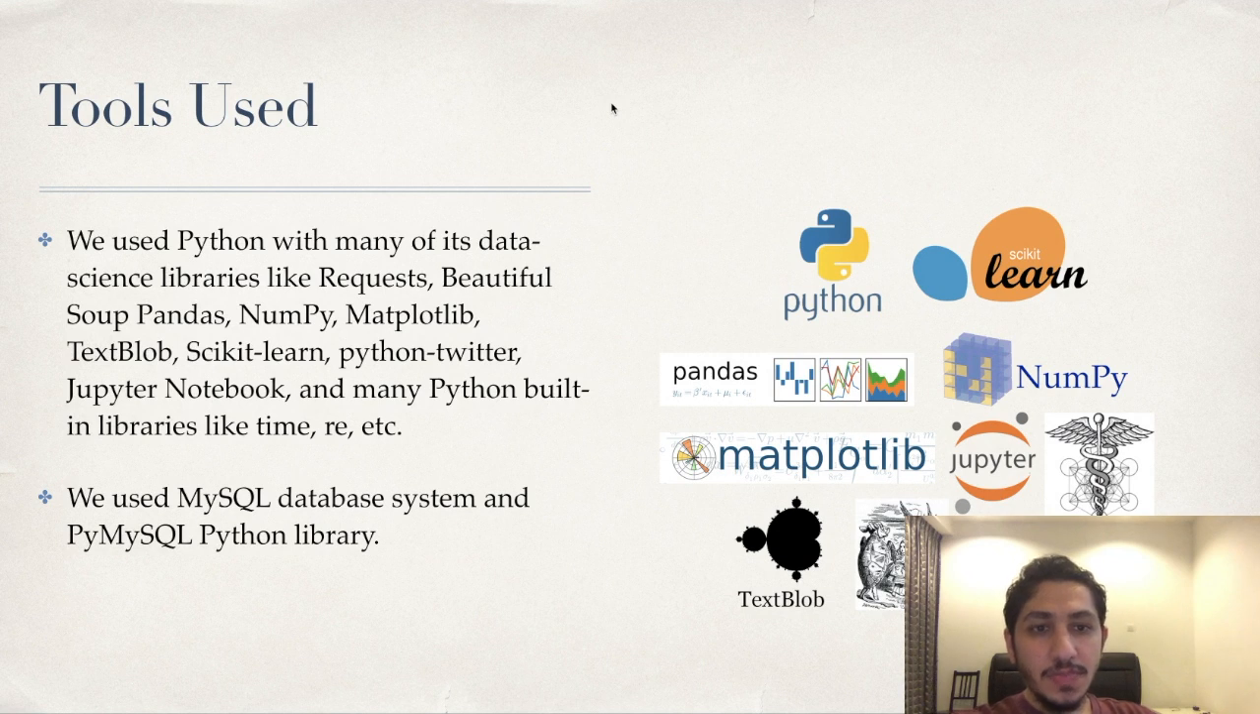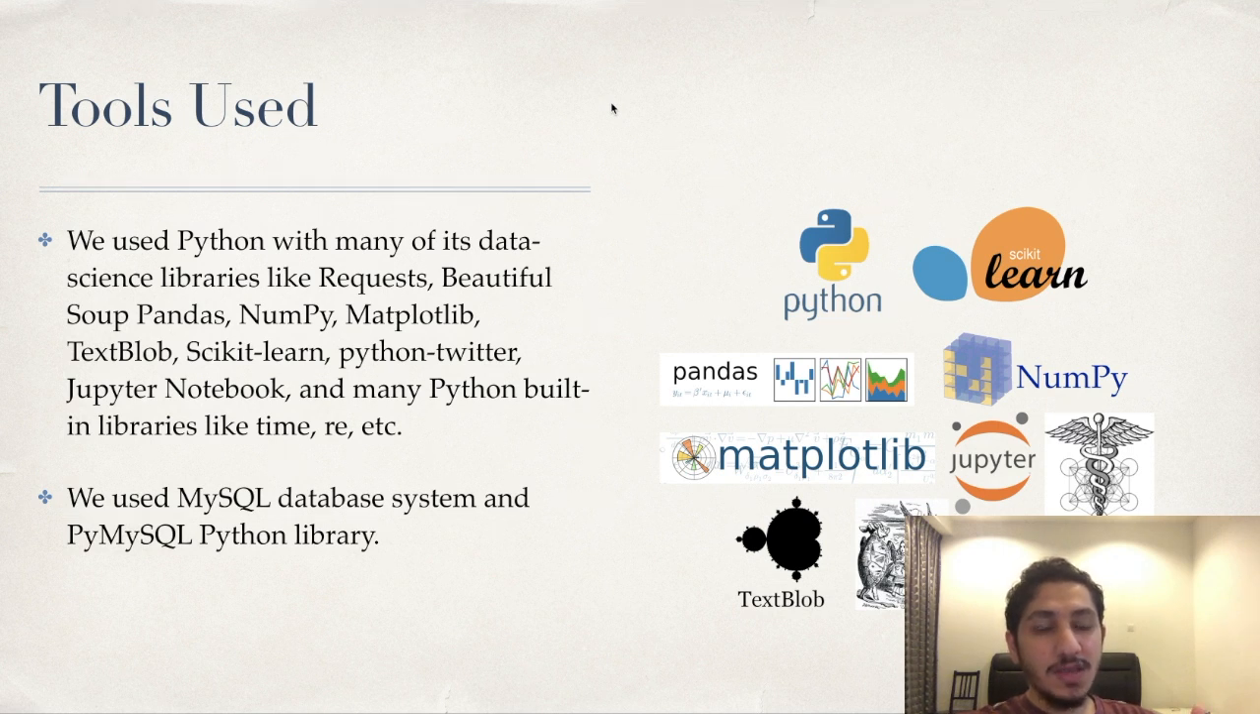Before we start, let's mention the tools used in our project. We mainly used Python programming language. We used Python and many of Python libraries. For example, we used requests library and beautiful soup library for web crawling, requests for downloading web pages, beautiful soup for parsing web pages.